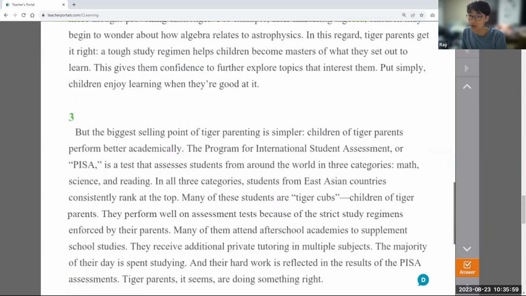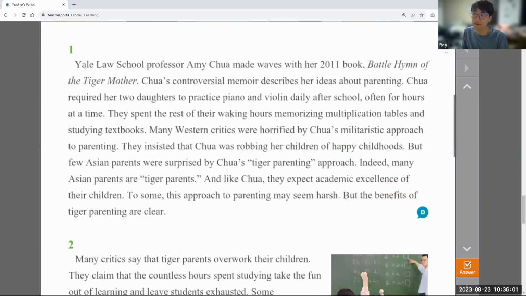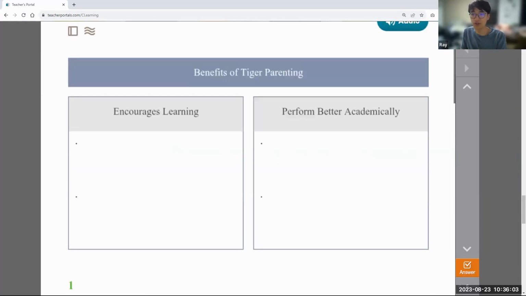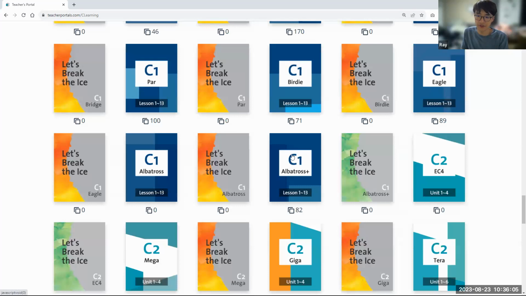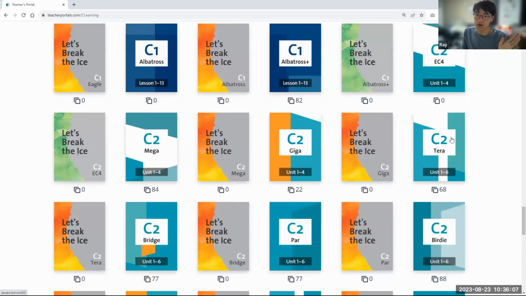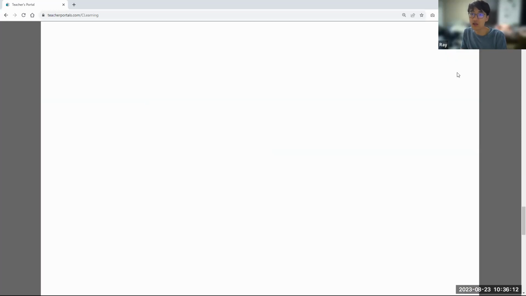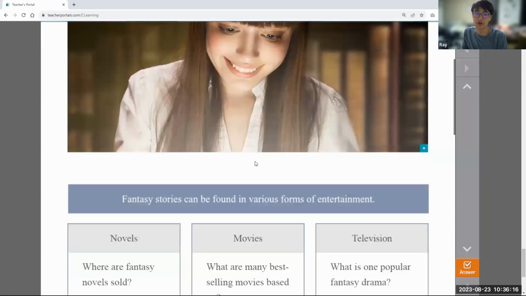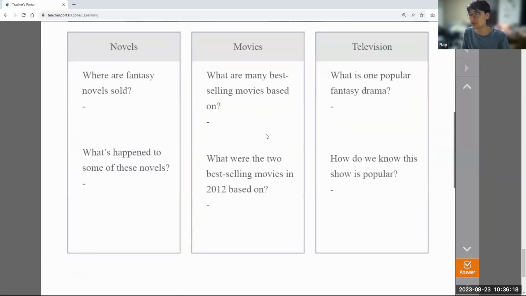Okay. So the difference between Par Birdie and all the other levels, EC4 to Bridge, I'll just use Bridge, is that they actually give you the WH questions. They tell you the WH questions.